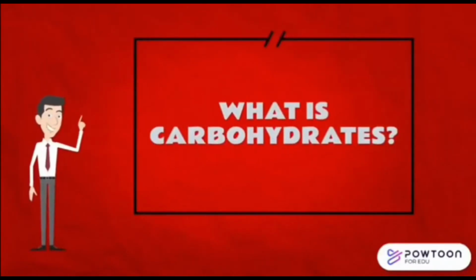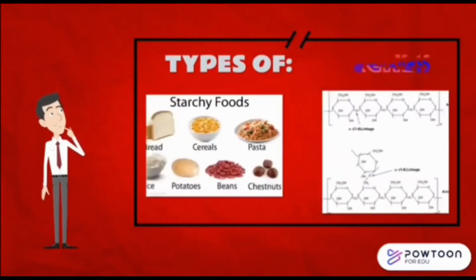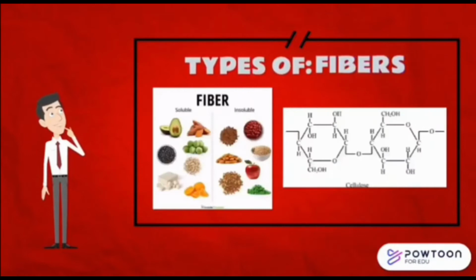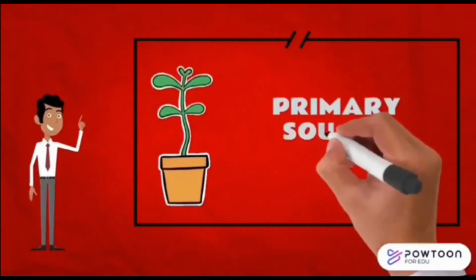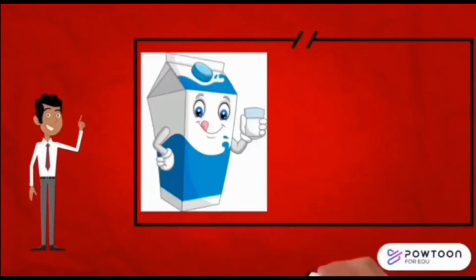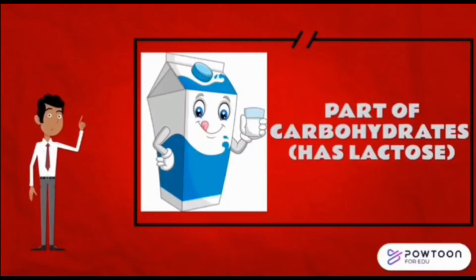Firstly, what are carbohydrates? Generally, carbohydrate is a type of sugars, starches, and fibers that can be found in food. Plants are the primary source of carbohydrate. Meat also may be categorized as part of carbohydrate as it contains a sugar called lactose.